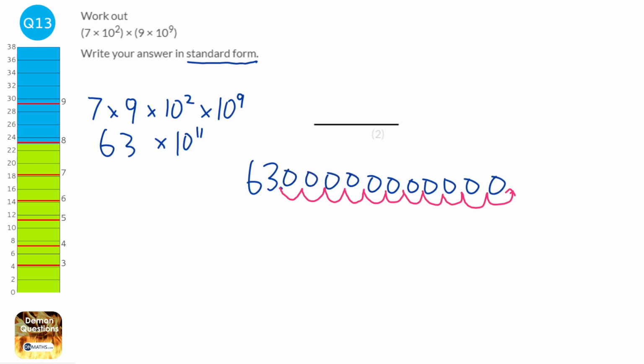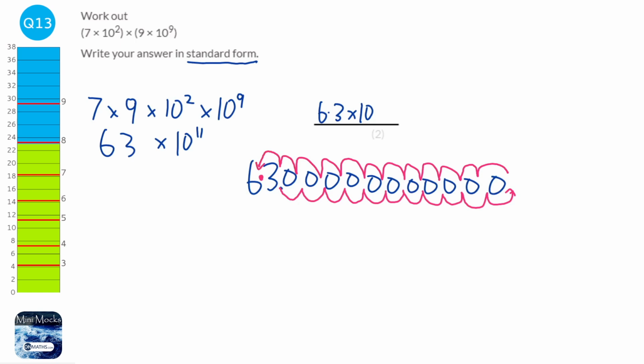Now, to make it a number between 1 and 10, not including 10, the decimal point needs to be here. So we want that to end up with 6.3 times 10 to the power of, well, let's work that out now. So we go 1, 2, 3, 4, 5, 6, 7, 8, 9, 10, 11, 12. So it's going to be 10 to the power of 12. Now you don't need to do all the working out I've just shown there. You just need to know when you convert that 63 into a 6.3, you need to add 1 to the power.